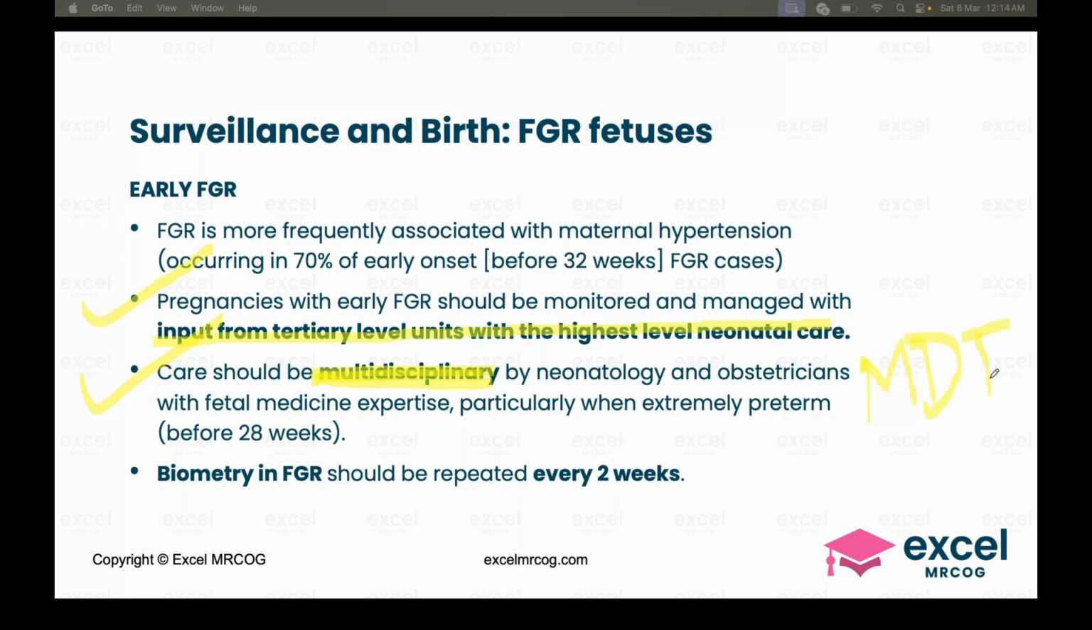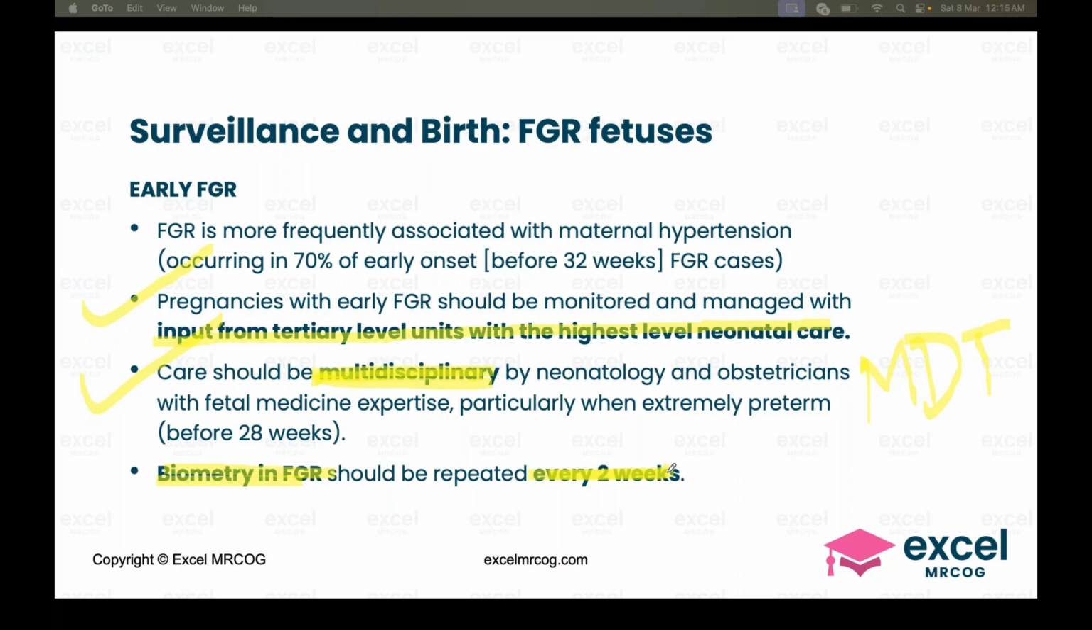Okay, there should be repeated biometry of the severely growth restricted baby every 2 weeks, not more frequently than that, because this is biometry. I'm not referring to Doppler. Doppler should be more frequent. Biometry is growth, EFW, AC. That should be every 2 weeks. If you do it more frequently, it gives you more false positive results. So you have to do it at least every 2 weeks. Okay. Similarly, in SGA also, biometry is every 2 weeks.